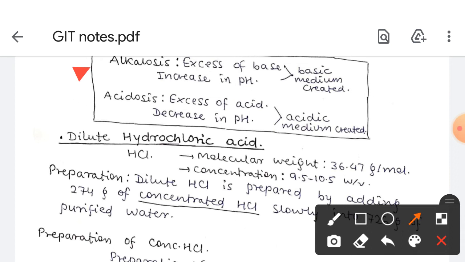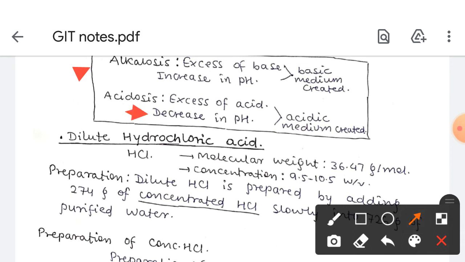Excess of base means the basic medium will increase, pH will increase. So this is known as alkalosis. For this we use the acidifying agent, and next is acidosis. Acidosis means excess of acid which is created in the acidic medium, and when acid increases, its pH decreases. So decrease in pH, here it is written.